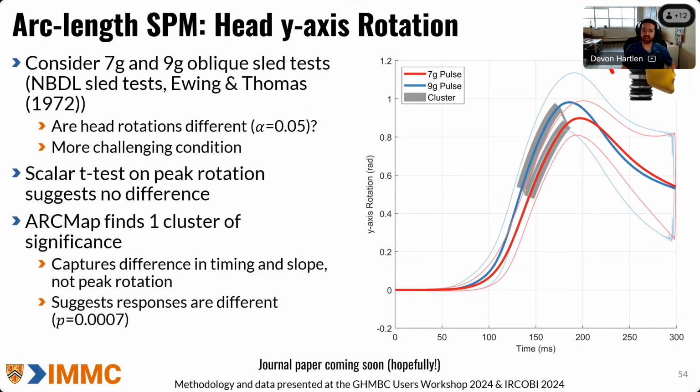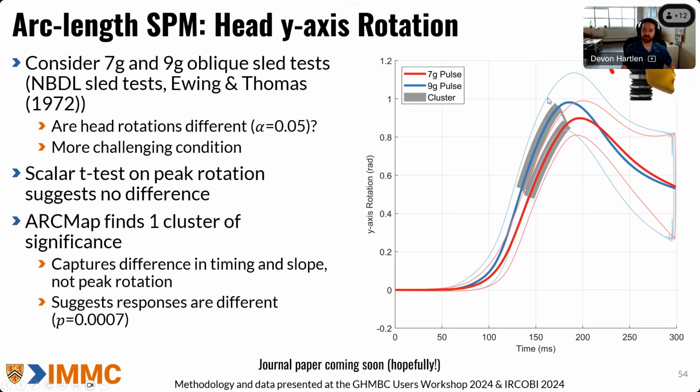If we perform a scalar t-test on peak values, we'd actually say that no significant difference exists because the peaks are close enough together. But we visually, like intuitively as engineers, would say there's likely a difference because the curves look different. And ARC-SPM, or this arc length-based SPM technique, really helps to highlight what we see as engineers.